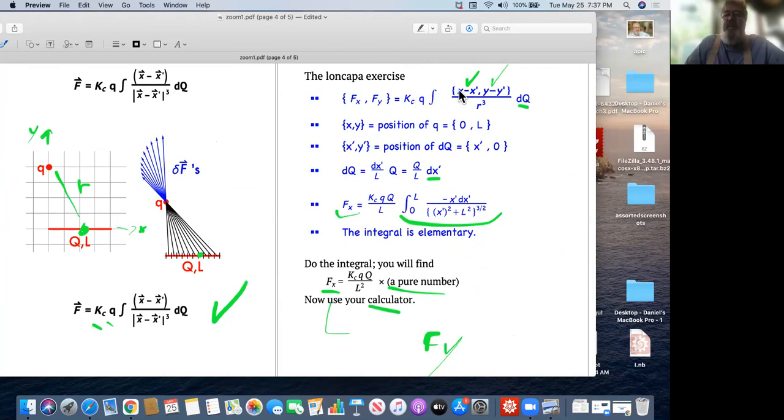That's this integral with x minus x prime over r cubed. Here's Fy. That's the integral with y minus y prime over r cubed. So Fy is the y component of the force vector. Y minus y prime is the y component of the radial relative position vector.